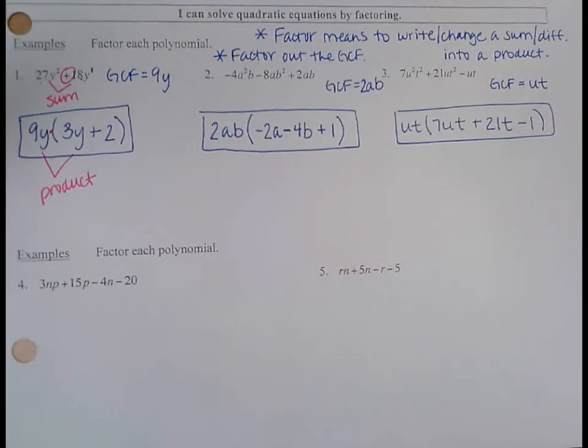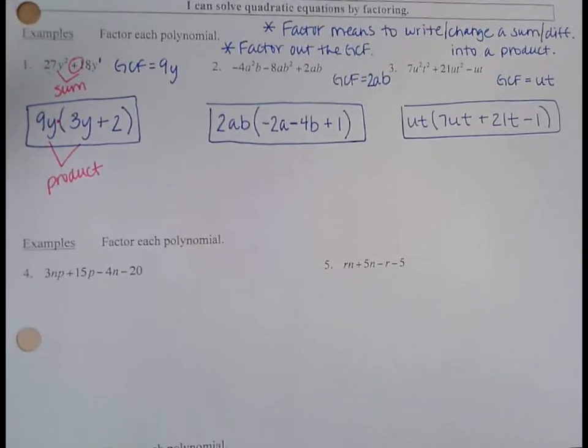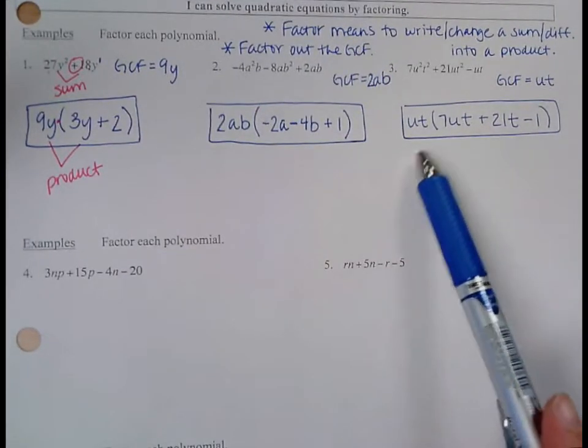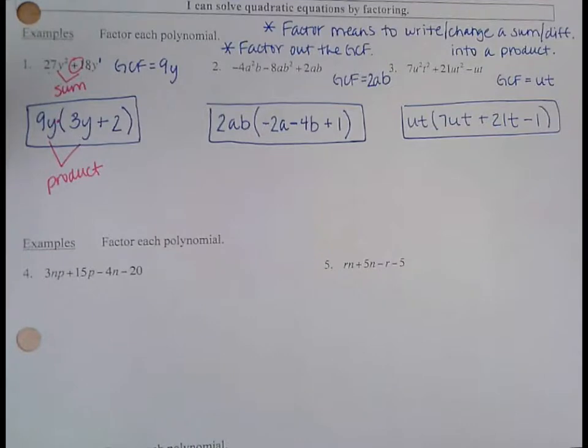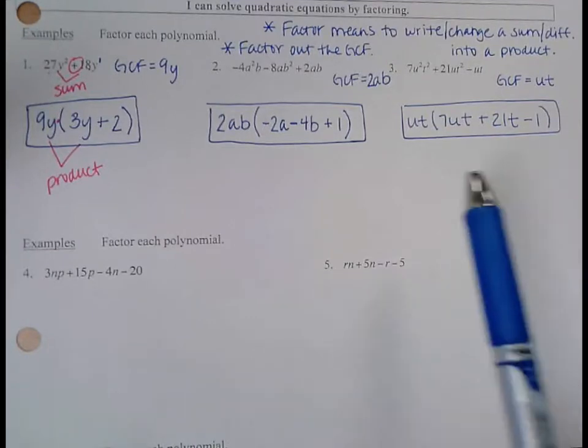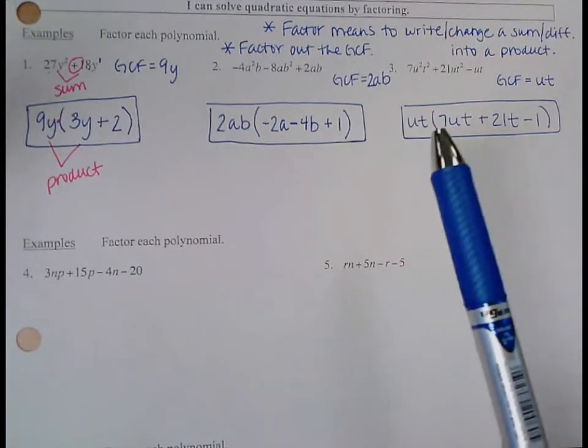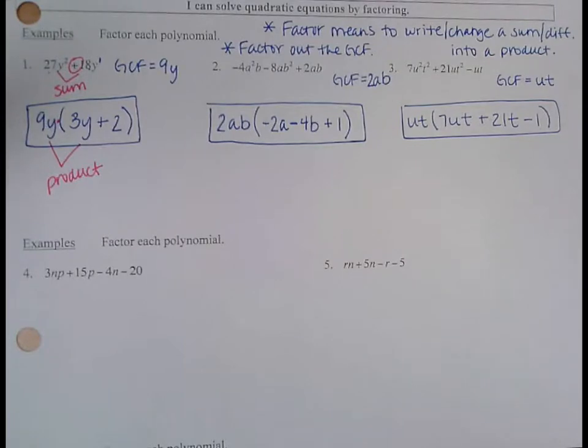All right, so double check what you have. I just wanted to make sure everybody had a chance to look at example 3. So the GCF would be UT or 1 UT. You could have the 1 written in front, that would be okay. And then check what you have when you factor it out.